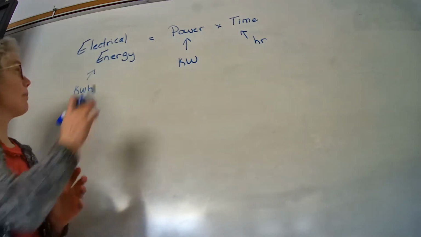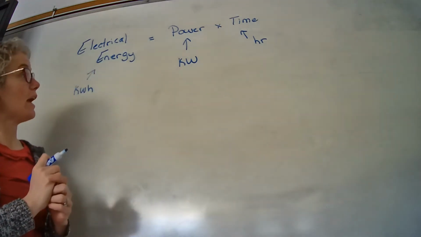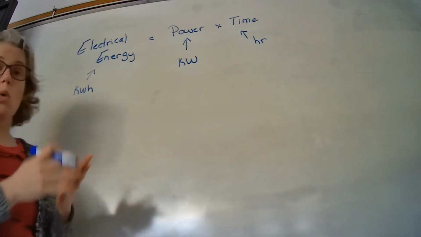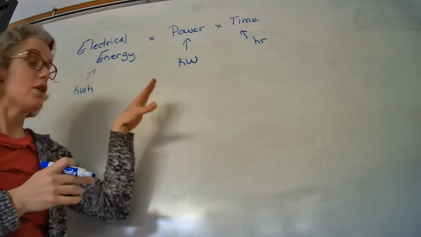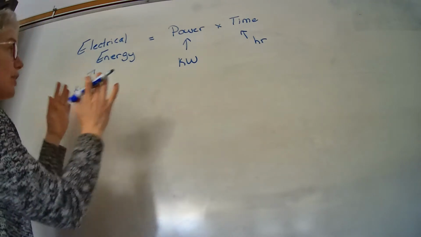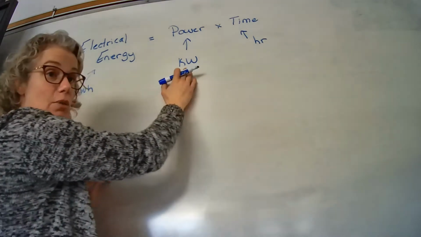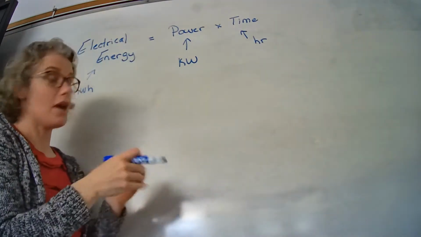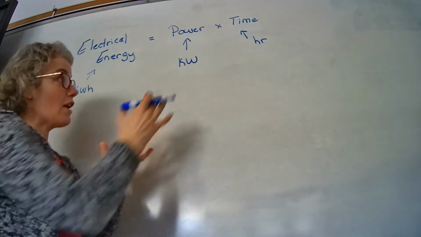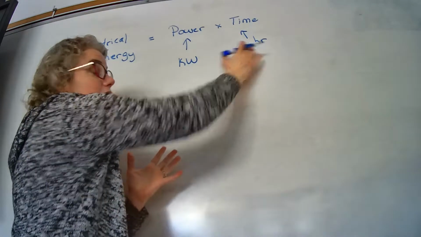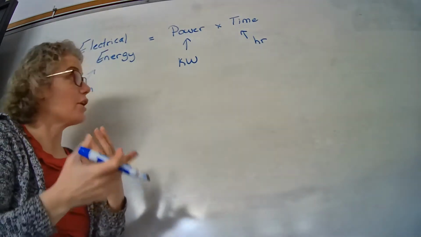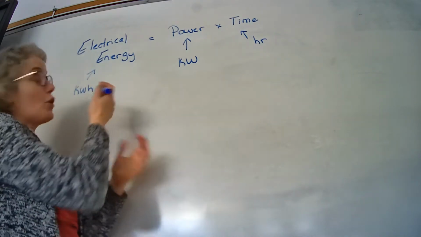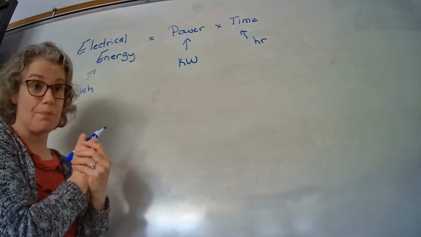Alright guys, today we're going to talk about electrical energy, and it's really important that you know the units that are required in order to use this formula. So you have to have the power in kilowatts and the time in hours if you're going to use this formula. If you have power or time in some other unit, you're going to have to first convert it to a proper unit before you can solve for electrical energy.